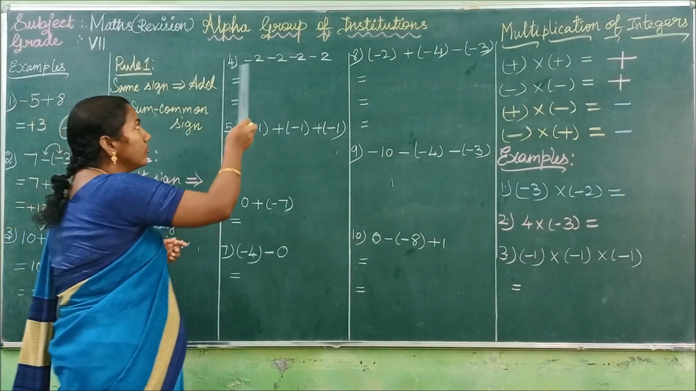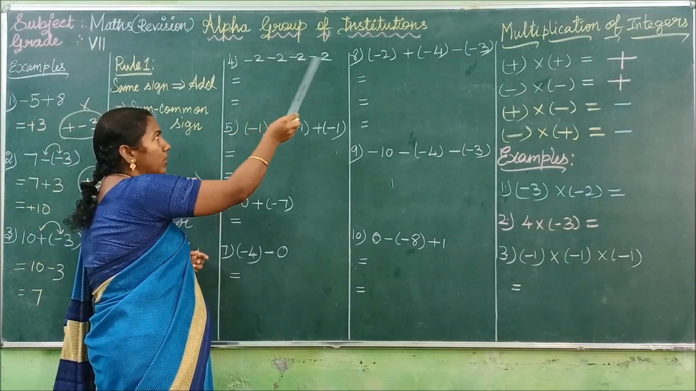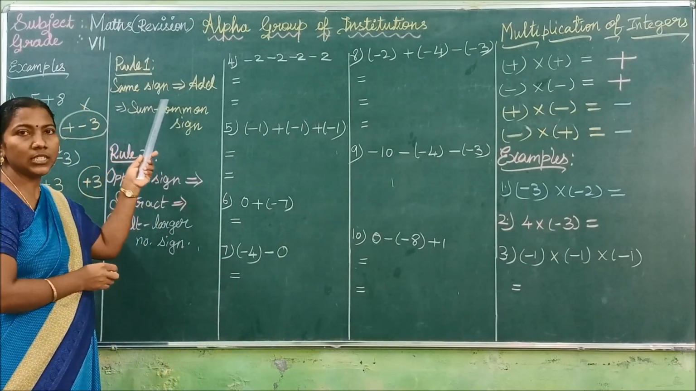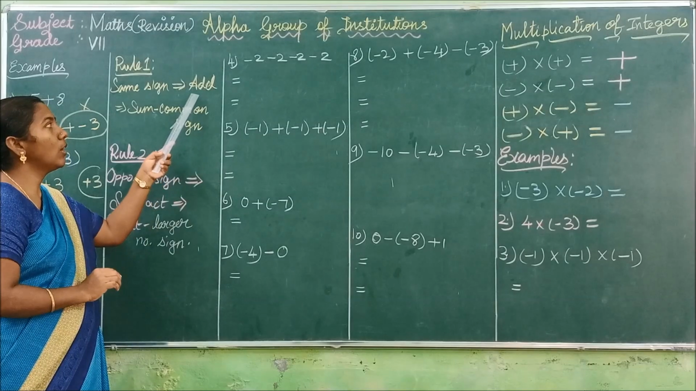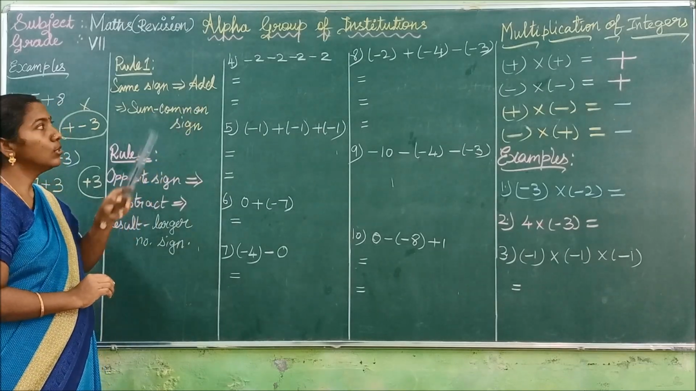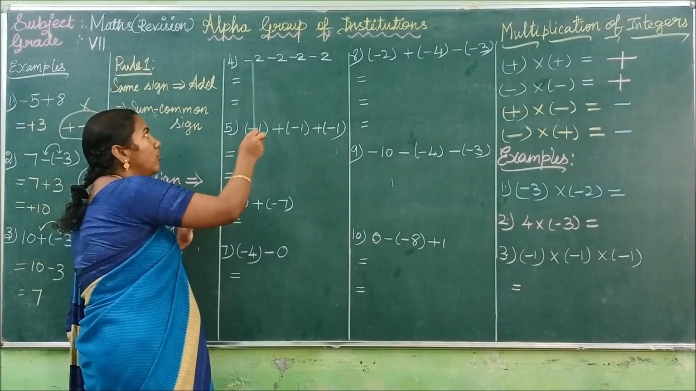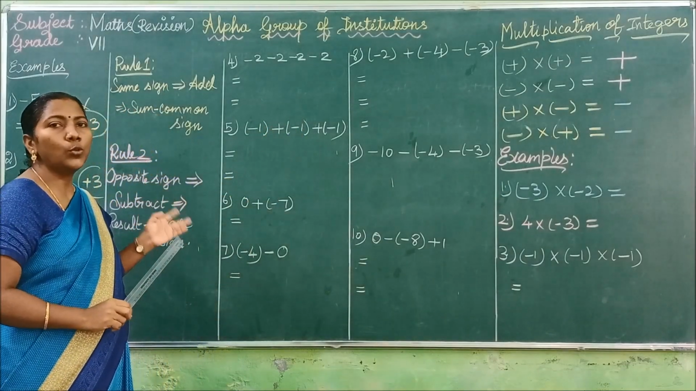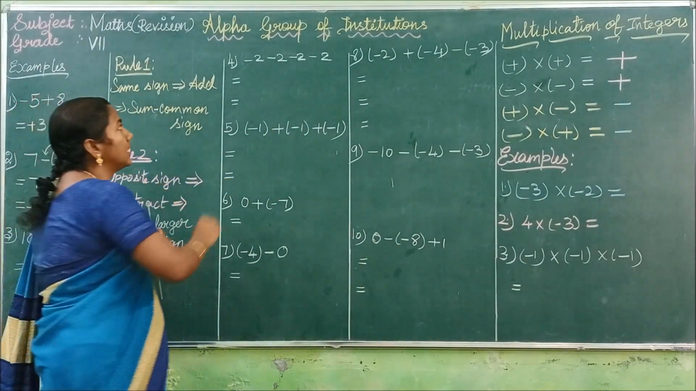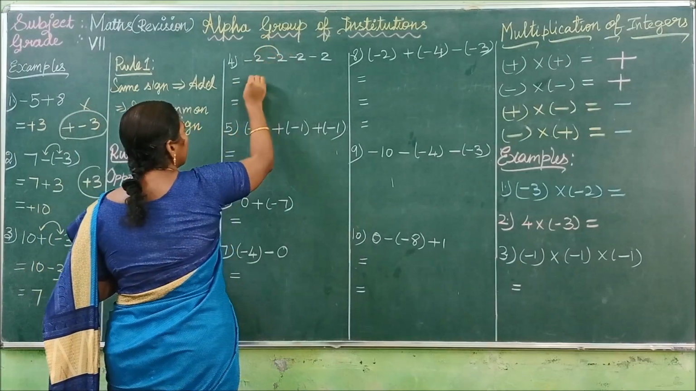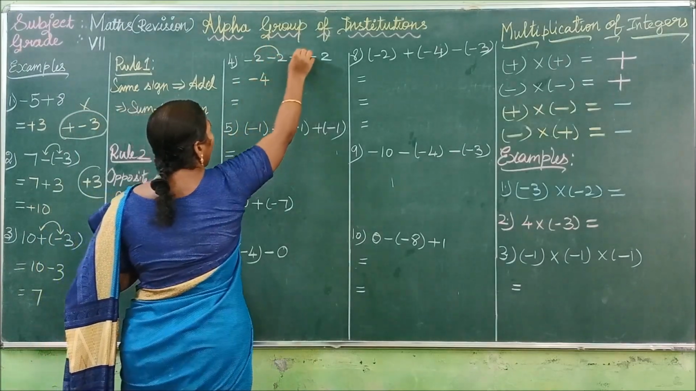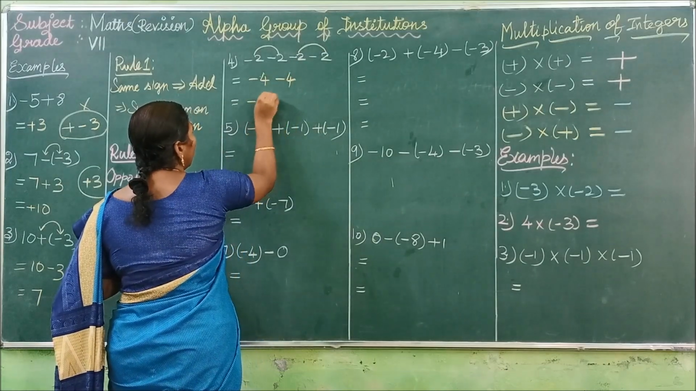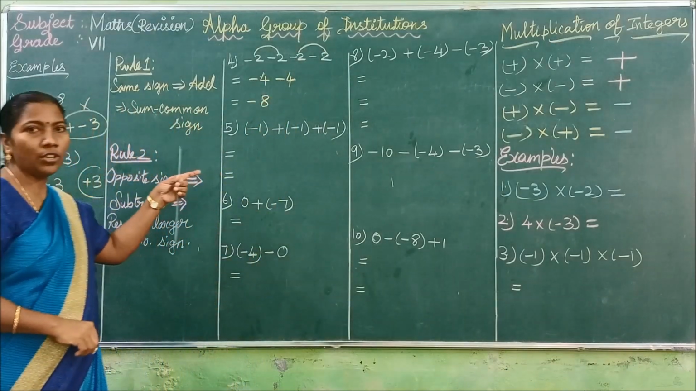See here: minus 2, minus 2, minus 2, minus 2. According to rule 1, the given integers are in same sign, so we have to go for the process of addition. Ignore the symbol and add the values. 2, 2, 2, 2. How many 2's do we have? 4. So 2 plus 2 plus 2 plus 2. First you may add these two: minus 4. Adding these two, you get minus 8. This is one way of doing this.